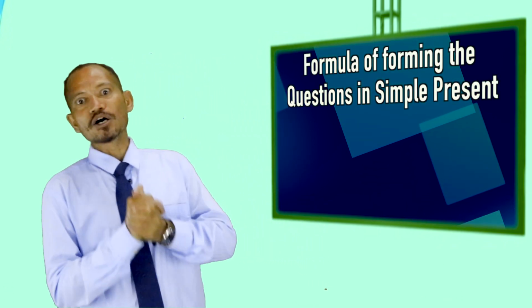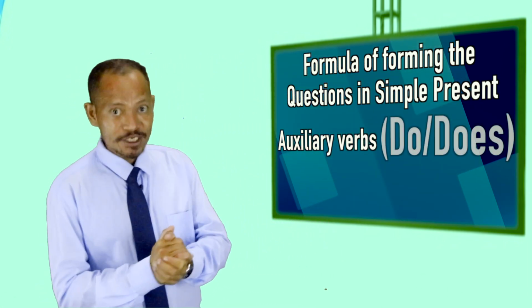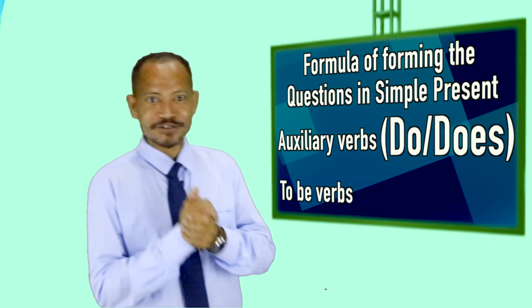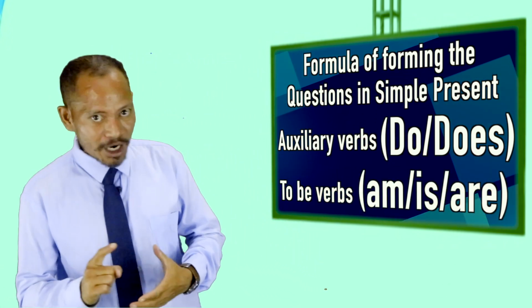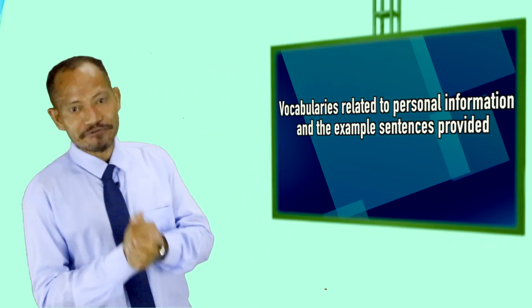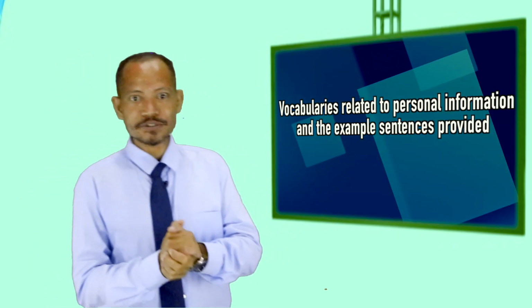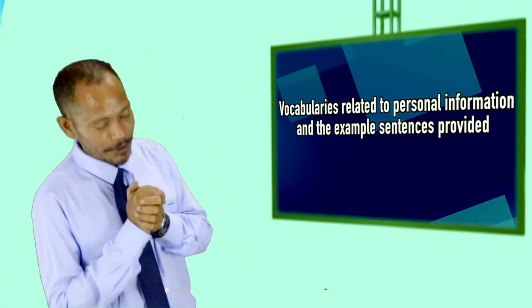So, within 10 to 15 minutes, I'm going to introduce you to the formula for forming questions in simple present with the auxiliary verbs do or does, as well as the be verbs am, is, are. In addition, you will have the chance to explore new vocabulary related to personal information in the example sentences provided later in this lesson.